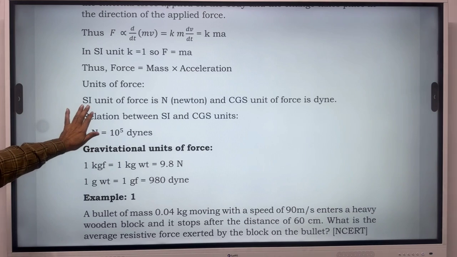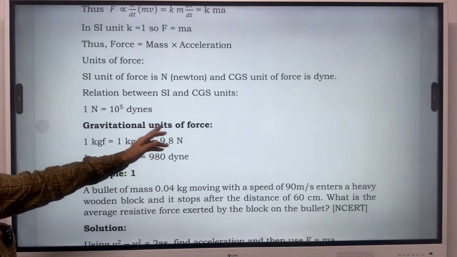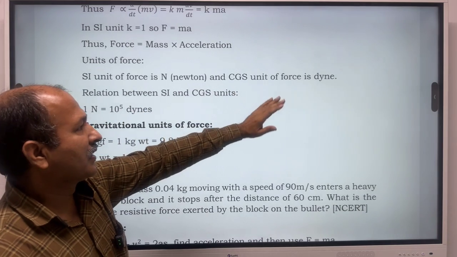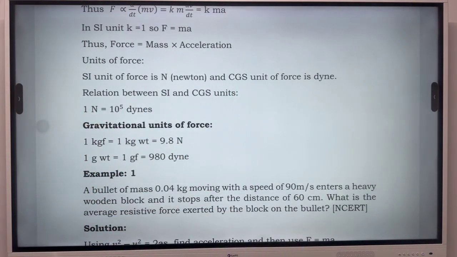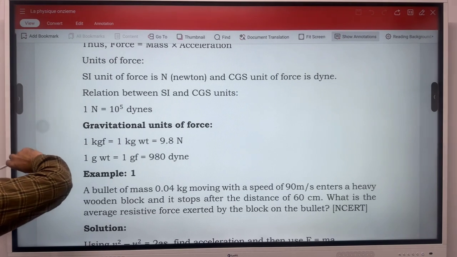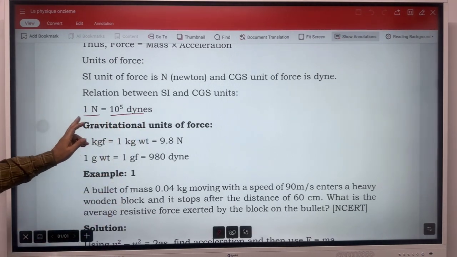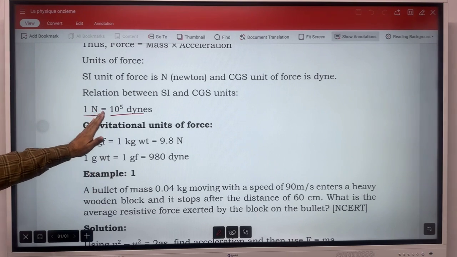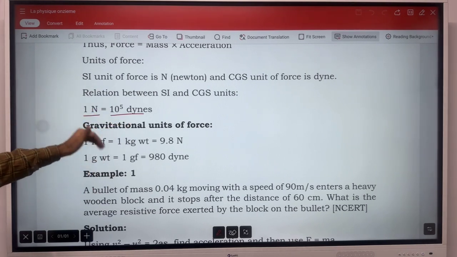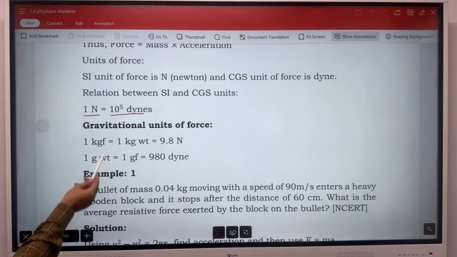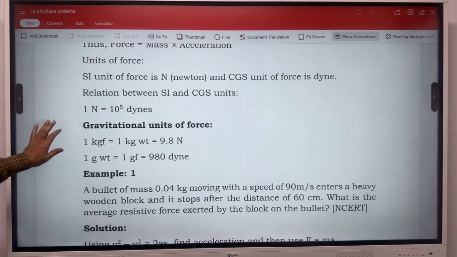Now we write the different units of force. The SI unit is Newton and the CGS unit is dyne. You must remember the relation between the CGS unit and the SI unit: 1 Newton equals 10 power 5 dyne. Whenever you do conversion from CGS to MKS or MKS to CGS, MKS means SI, you have to know these values, otherwise there will be difficulty.